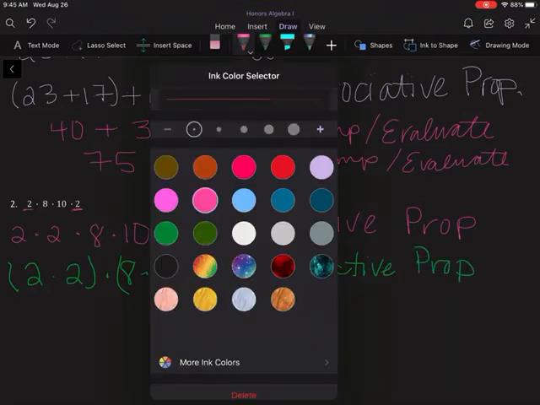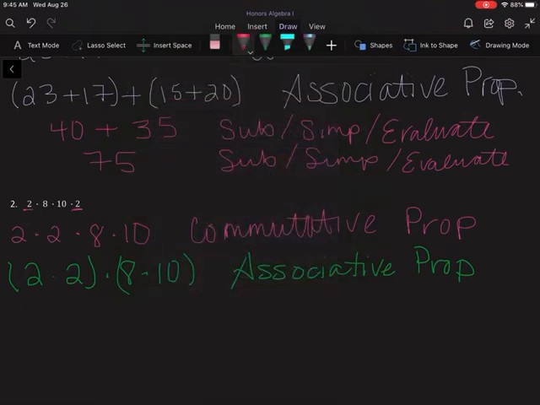Okay. And then I actually evaluate. Ooh, I don't like green and red because it reminds me of Christmas. I like Christmas, but just not when it's not Christmas.